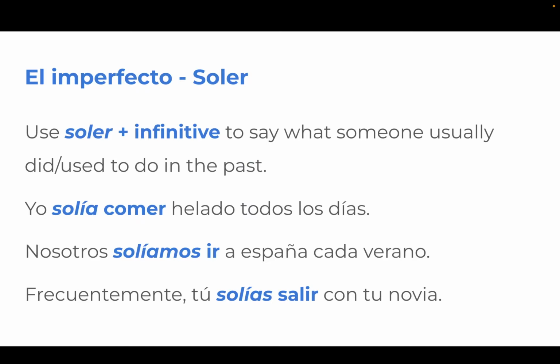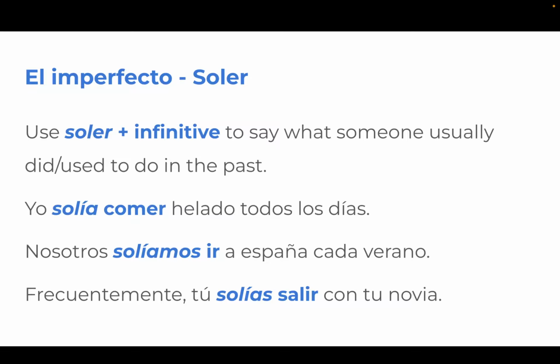Sometimes we can use this little cheat verb called soler. Soler essentially means used to. So if we put soler in the imperfect form in front of any infinitive verb, it will tell us what someone used to do in the past. For example, yo solía comer helado todos los días. I used to eat ice cream every day.